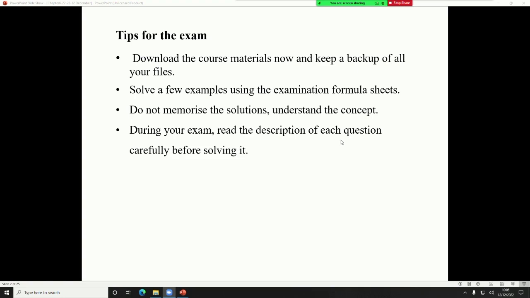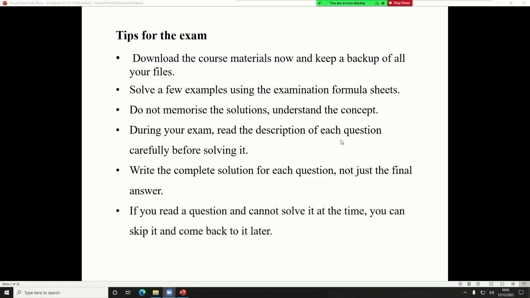Sometimes when I'm reading the examination scripts, a question requires A, and the student is answering B. So try to read the description of the example and just answer the requirements. And the other advice is, if you cannot answer a question at the time, skip it. 5 minutes, 10 minutes later, get back to it and then try to analyze it. Don't spend a lot of time thinking about a question.